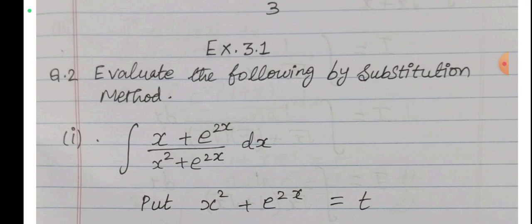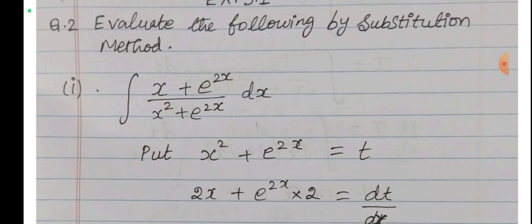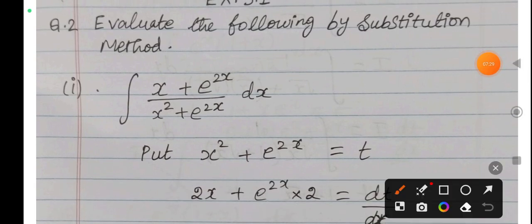So now, children, we have discussed the examples. Now we are doing the sums in exercise 3.1. Evaluate the following by substitution method. So very clearly they themselves said it's the substitution method. Integral of x plus e power 2x by x square plus e power 2x. So the denominator, x square plus e power 2x, I am considering as t.